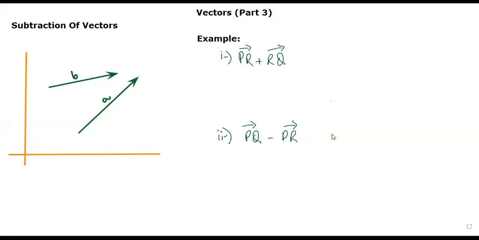Hello everyone, so this is part 3 of vectors. In this video, we are going to learn subtraction of vectors.